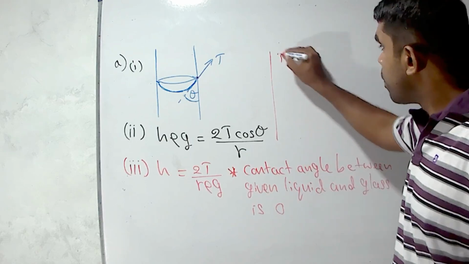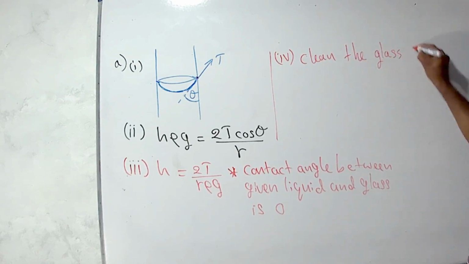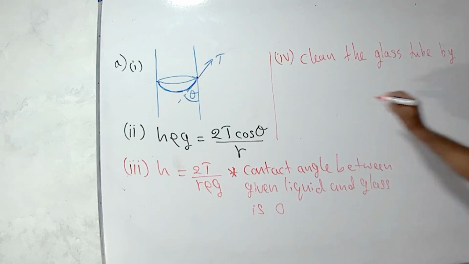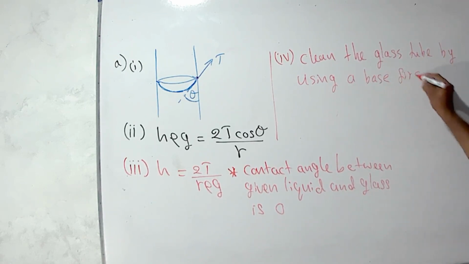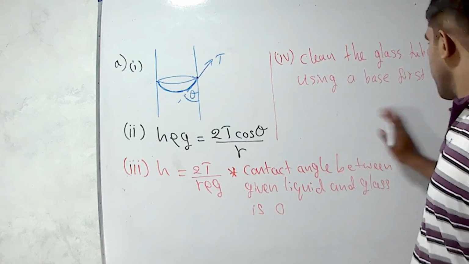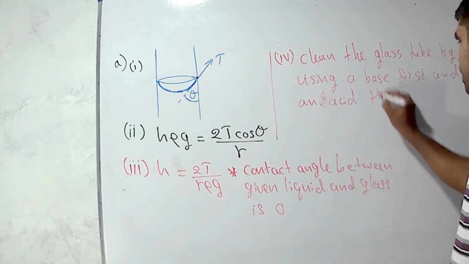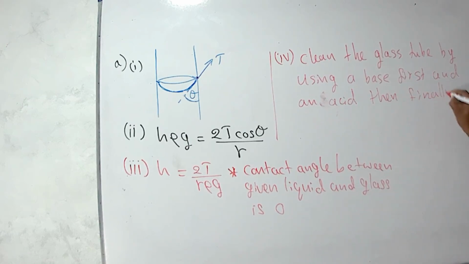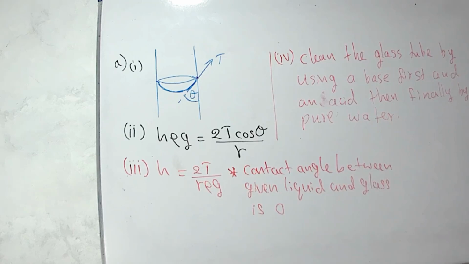Then we have to write the answer for part 4. Clean the glass tube by using a base first and an acid, then finally by pure water. Or we can write: clean the glass tube using an acid, a base, and again an acid, and finally water.